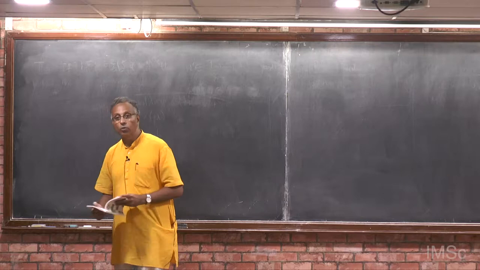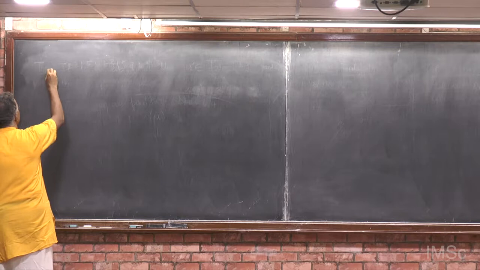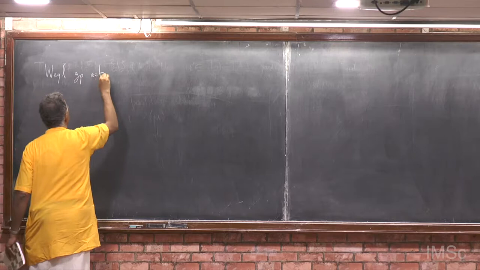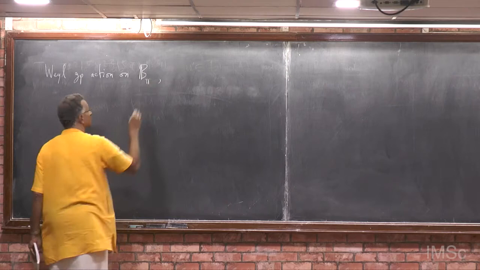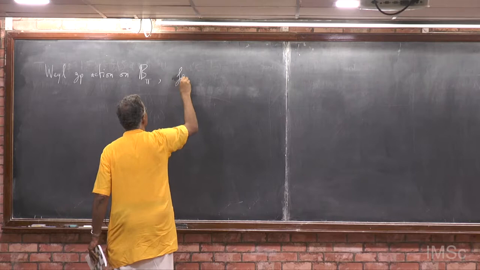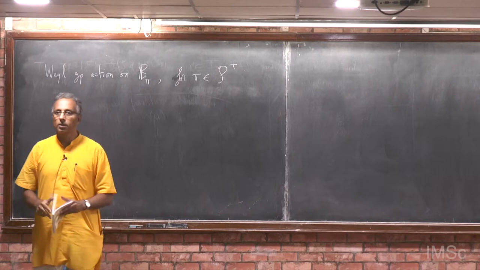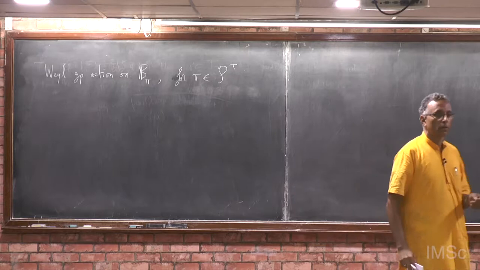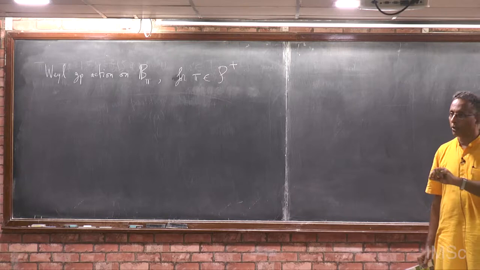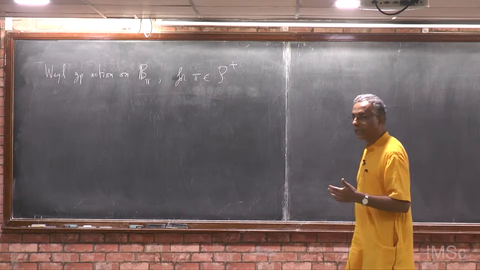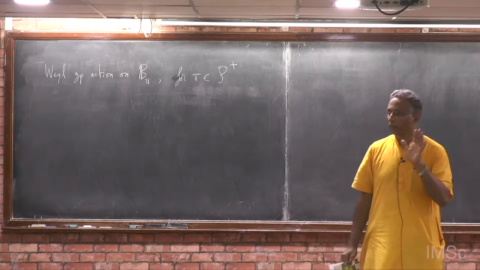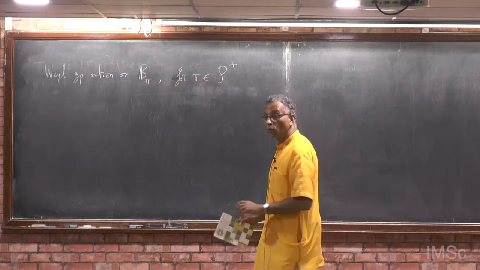Let me remind you that we were proving the Weyl group action on B pi, where pi is in P plus. So recall P plus is the set of paths that lie completely in the dominant Weyl chamber and end at an integral weight. And B pi is the colored directed graph generated by pi by means of the root operators. Okay. So there is a Weyl group action on B pi, and I want to give the proof today.